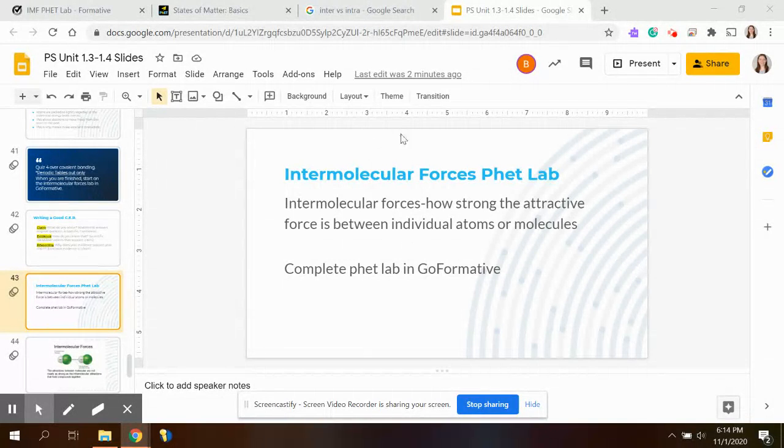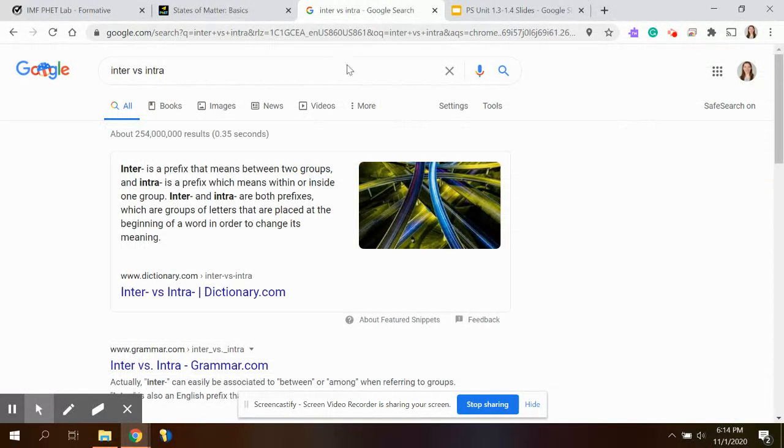I did this in class with us, but we went over prefixes. So we have been talking about intramolecular forces. Intra is a prefix which means within or inside something. So an intramolecular force just means the bond between different atoms. For example, if I have an ionic bond between sodium and chlorine, then that intramolecular force is that ionic bond between sodium and chlorine.